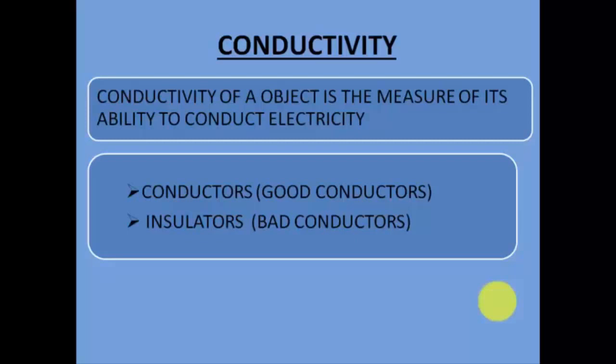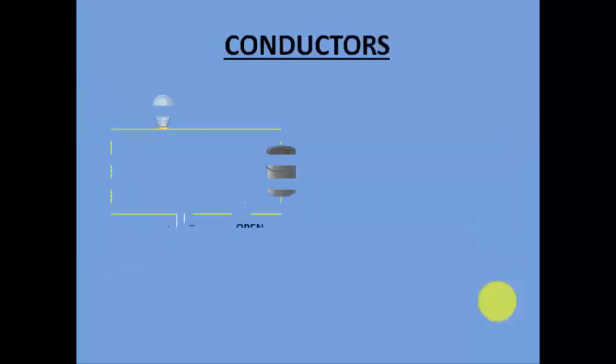So each and every object can be divided into two categories, that is, conductors and insulators. Of course, there are some objects which are semiconductors also, but now we're going to only talk about two major categories, that is, conductors and insulators. So let us learn more about conductors and insulators.